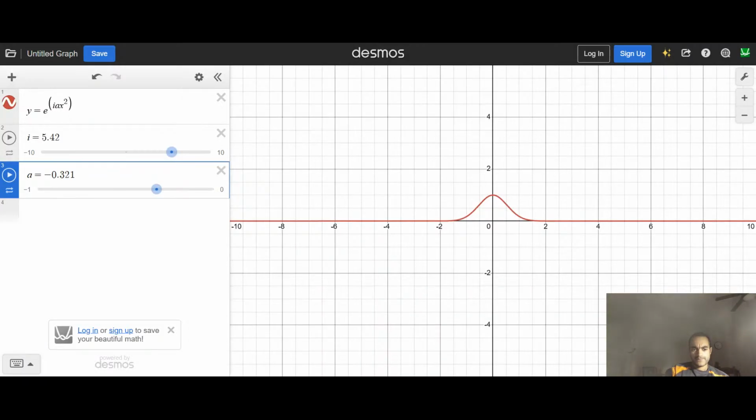Okay, so as you can see here, if you're all seeing this, we have a graph of e to the power of i a x squared. As you can see, it's a bell curve type of shape. You all know what a bell curve is. It's like grade 11 math. You don't go into the details of it, but you've probably seen it.